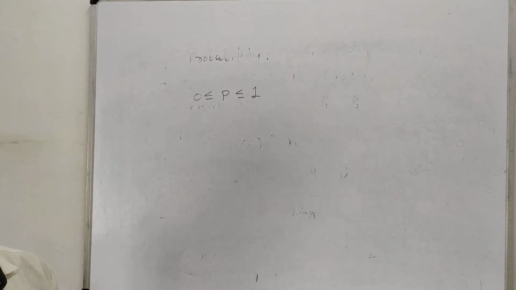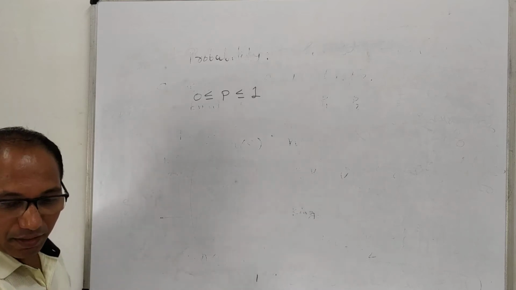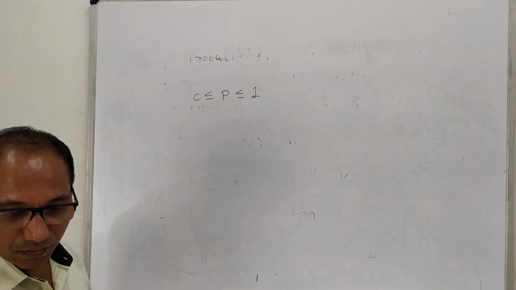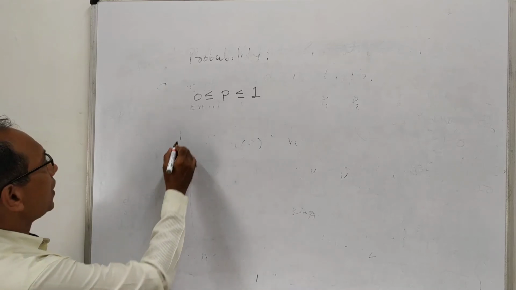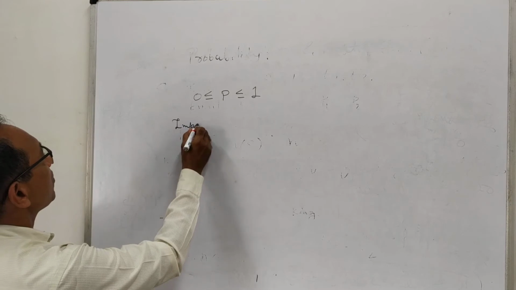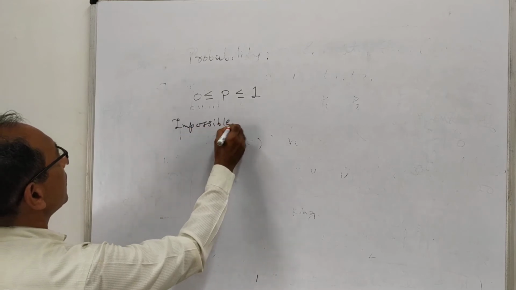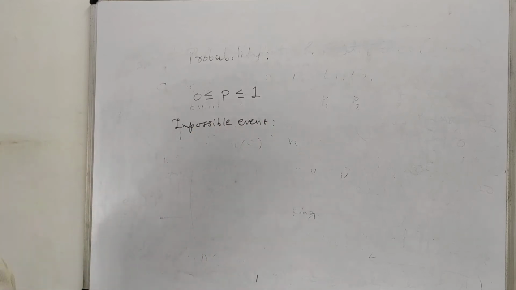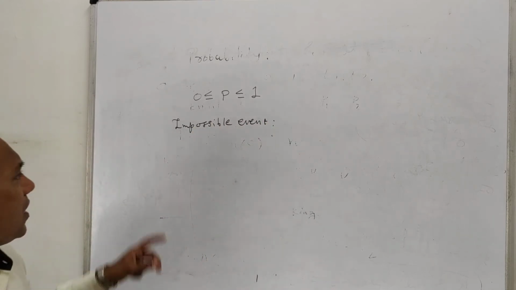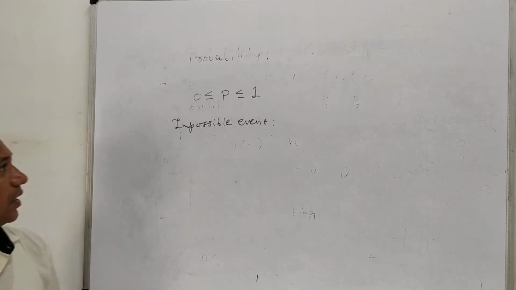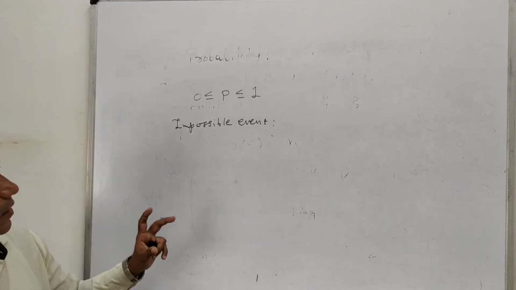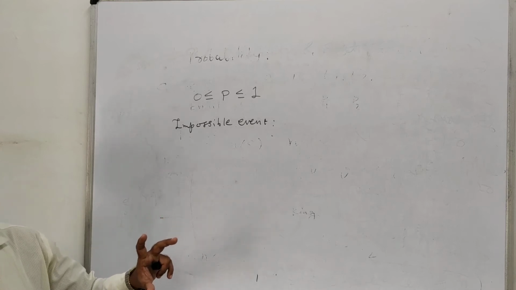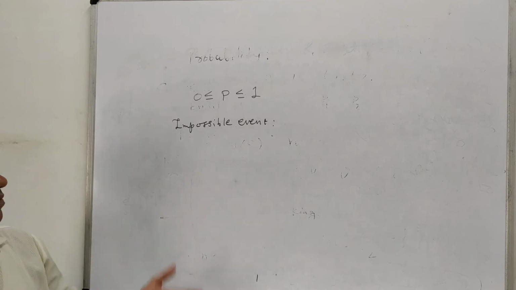And then we will see the probability for an impossible event. Impossible event, so you must remember this definition also. Impossible event means, see, where no element can be involved with the event. Such kind of event is known as an impossible event.